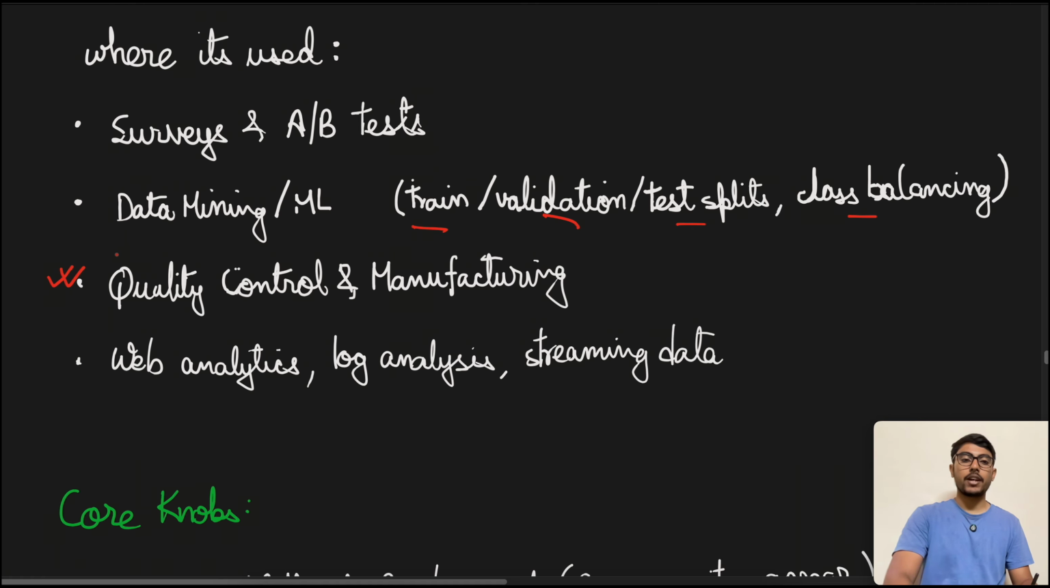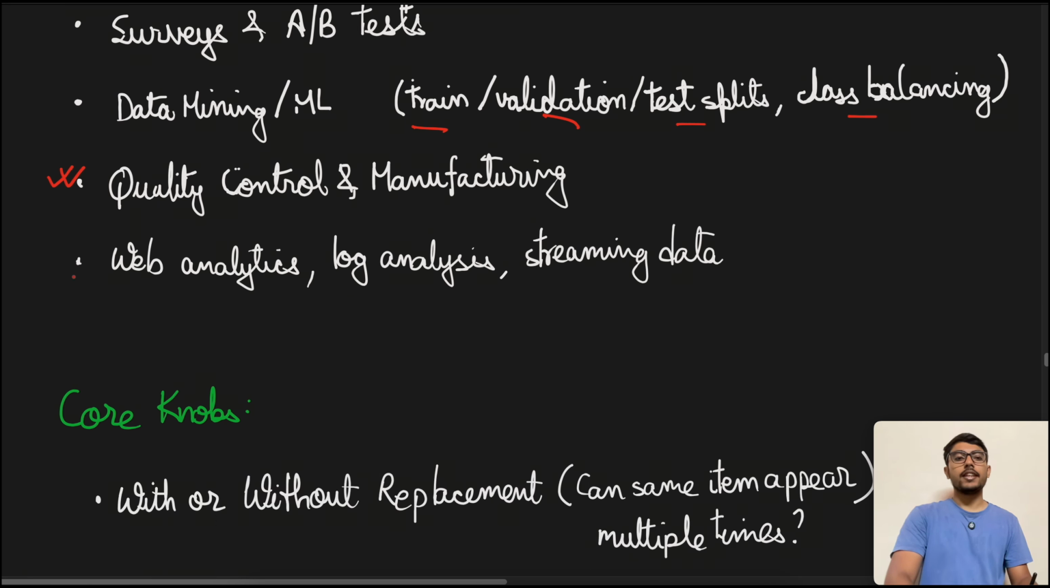Then there is quality control and manufacturing, right. Let us suppose we have a facility for some physical goods, right. The quality control and manufacturing part is handled by sampling only. We cannot take the entire batch and put it into the testing phase, right. We take a sample and then use it to ensure the quality. Then there is web analytics, log analysis, and streaming data. All these different paradigms do the same thing. They take a sample, analyze it, and then make a remark on what action needs to be taken over the entire population.